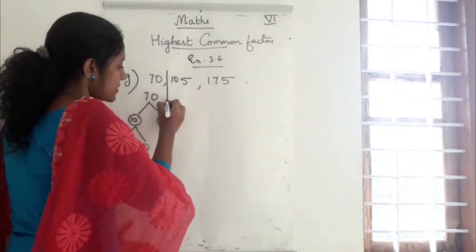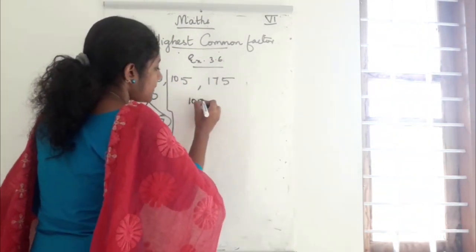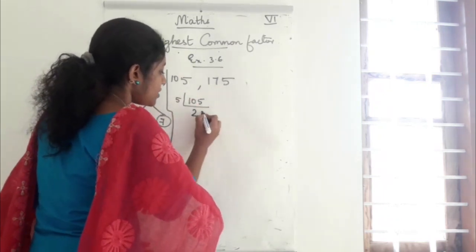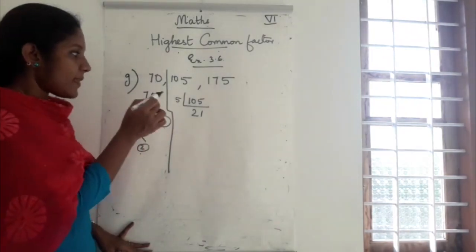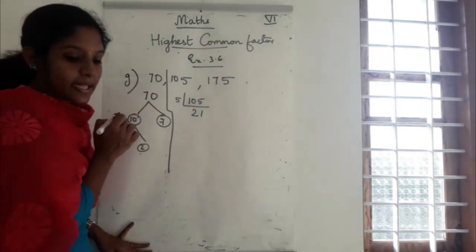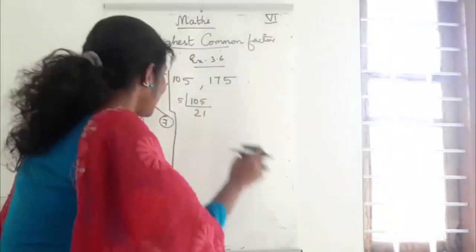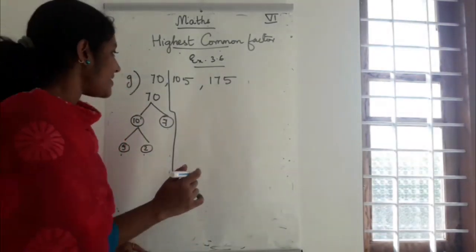So the next one is 105. It is divisible by 5, and the other factor is 21. 21 into 5 is 105. Sorry, here I took the division method, but I should follow the prime factorization method.